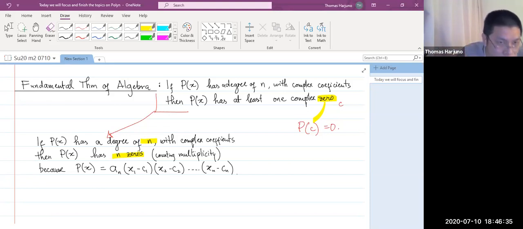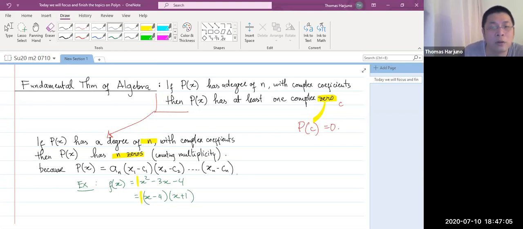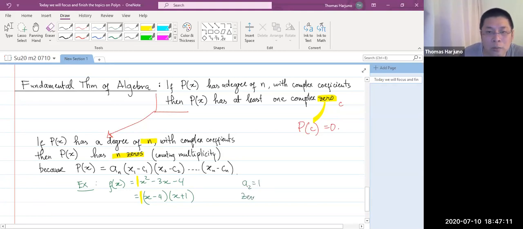Now, some of the zeros may be the same. Let me give you a short illustration. For example, we have learned that if we have f(x) equals x squared minus 3x minus 4, remember, we can factor this. This is (x - 4)(x + 1). The leading coefficient is 1. Right? This is 1 here, so the leading coefficient a_2 equals 1. The zeros are x equals 4, x equals negative 1.